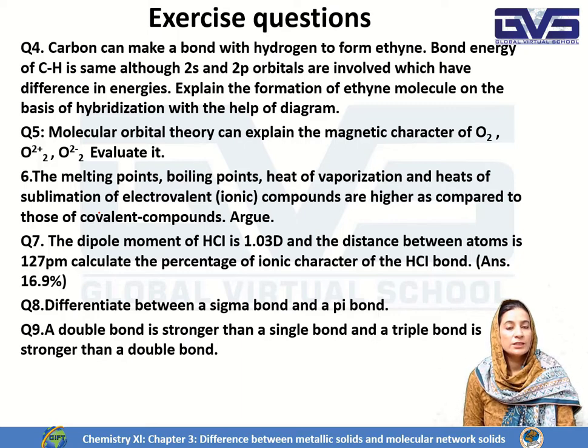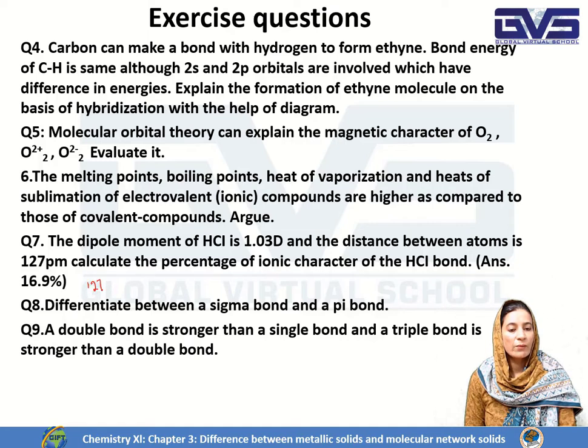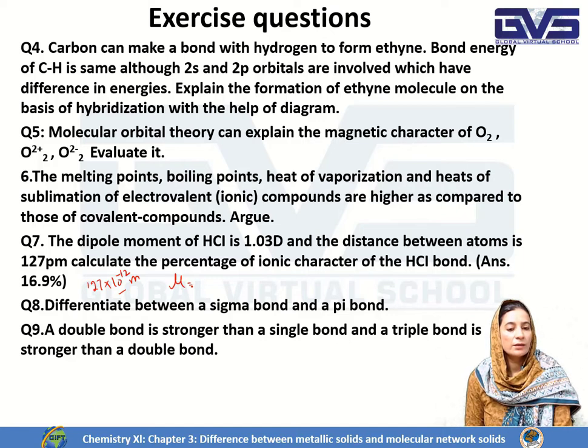The dipole moment of HCl is given, and the distance is also given. You have to find the percentage ionic character, and this distance is in picometers. So you can write 127 times 10 raised to minus 12 meter. So 1 picometer is equal to 10 raised to minus 12 meter. And you know its formula: dipole moment is charge into distance, and we have discussed it for HF already.